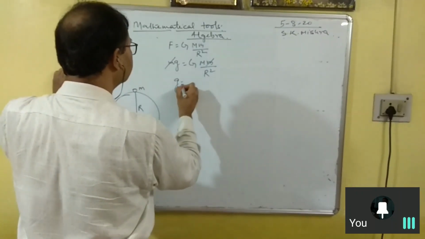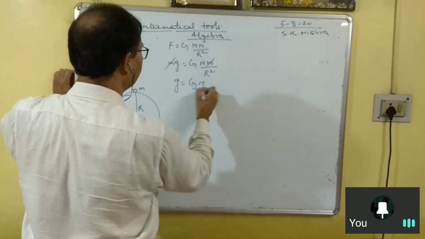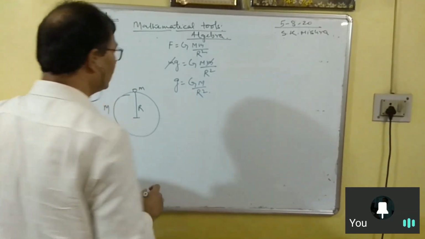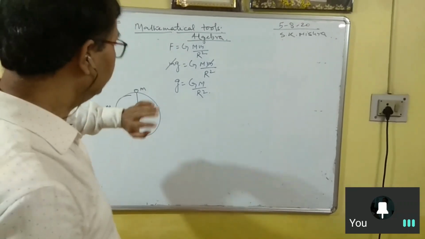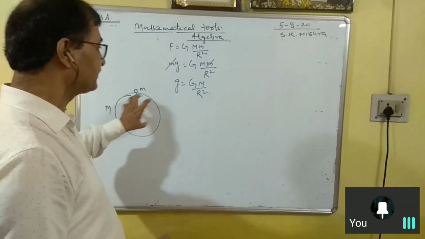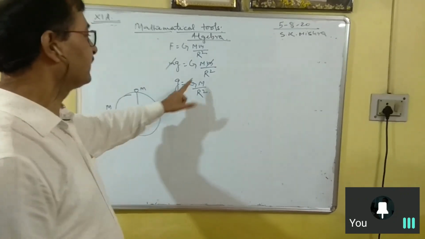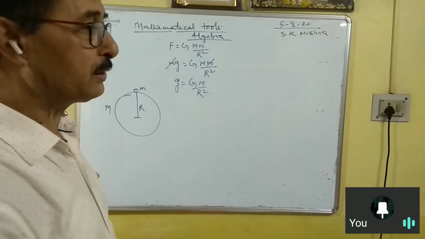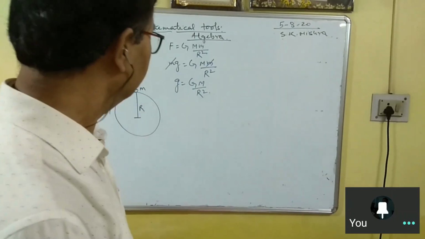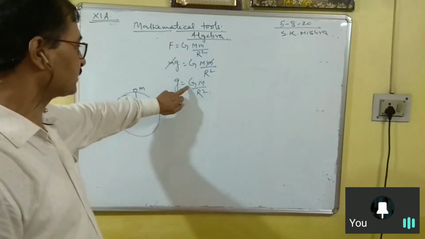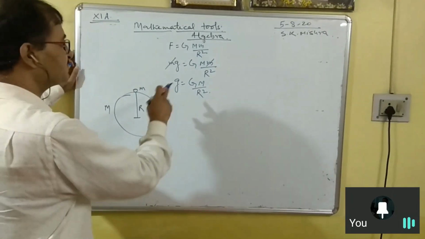Small g is capital G M by r square. So small g does not depend upon the mass of this object. Rather, it depends upon the mass of the earth, the planet, r, the radius of the planet, and this capital G, which is a universal constant, remains constant everywhere in the universe. So this is a constant quantity.